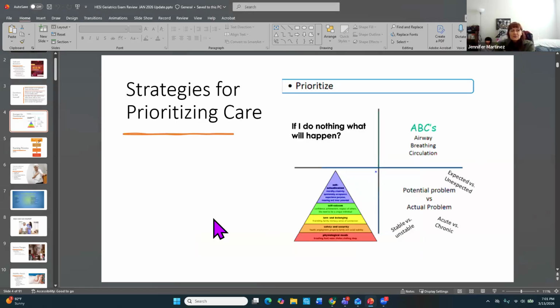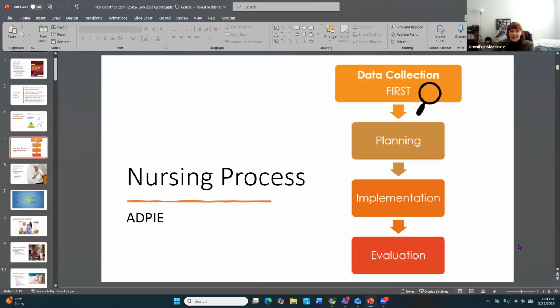Your ABCs, your Maslow's hierarchy of needs, and then always your potential problem, or is it an actual problem? Are they stable? Are they unstable? Is it acute? Is it chronic? Is it an expected finding or is it an unexpected finding? Remember your nursing process, right? Data collection is always first, planning, implementation, then your evaluation.